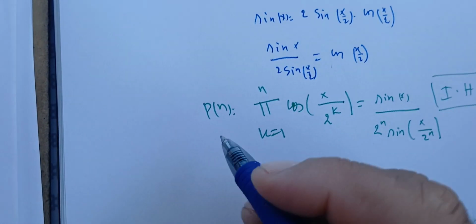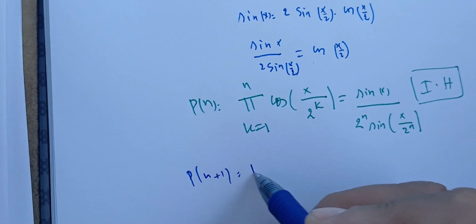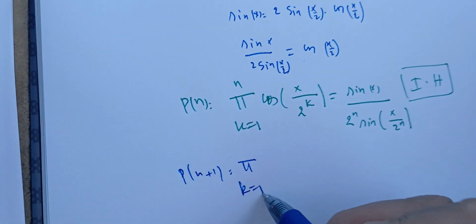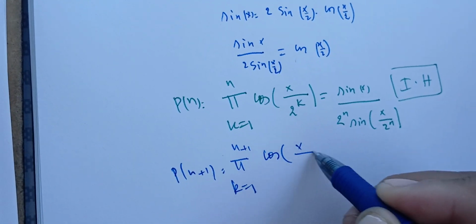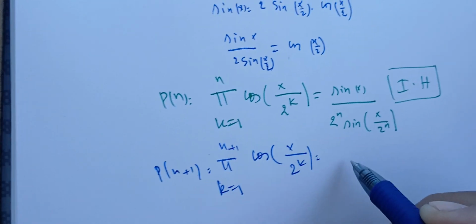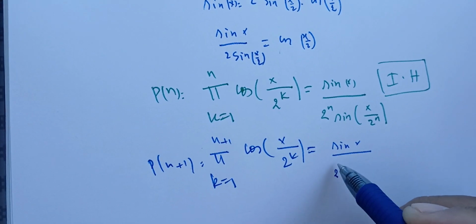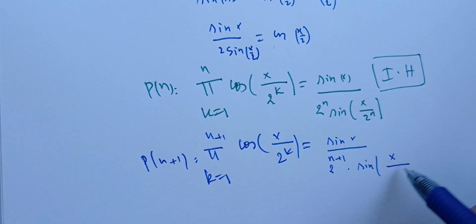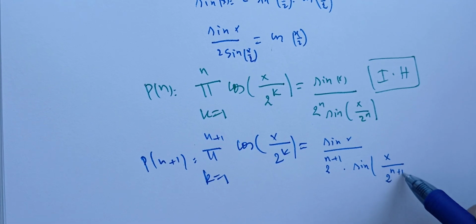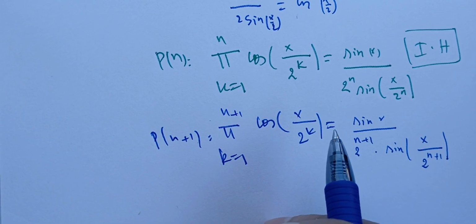It's good to write the expression of P of n plus 1. So this is what we want to prove: the product with k going from 1 to n plus 1 of the cosine of x over 2^k must equal sine of x over 2^(n+1) sine of x over 2^(n+1). So this is what we have to prove.